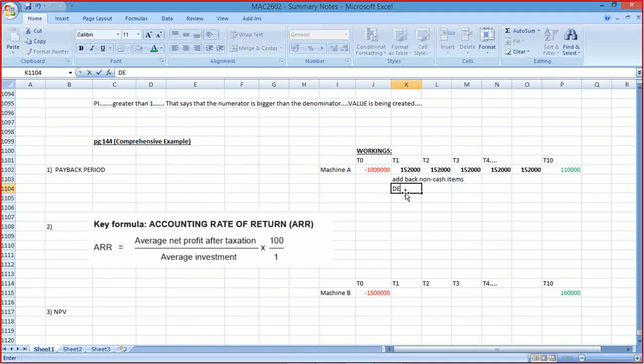Okay, so depreciation for asset A would be its cost, which was a million, minus the residual value, close brackets, divided by 10, because 10 years. So that gives you depreciation of how much a year? Let's check. 1 million minus 110, close brackets, divide by 10. 89. Gives you 89,000. Correct.